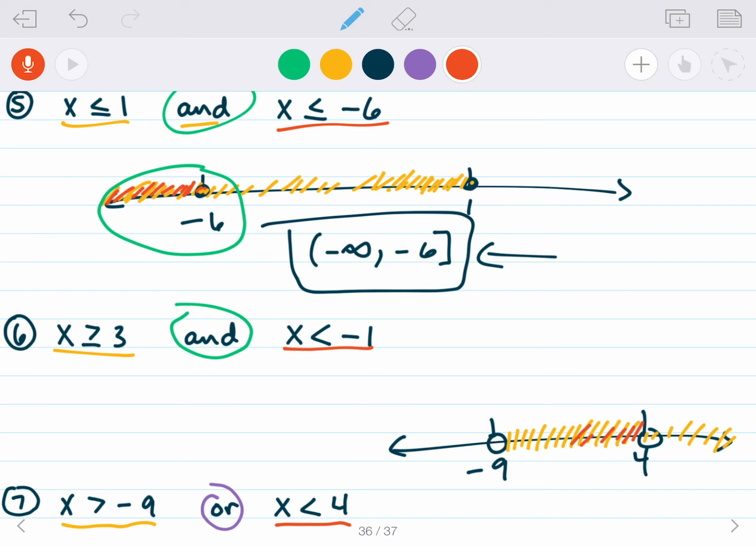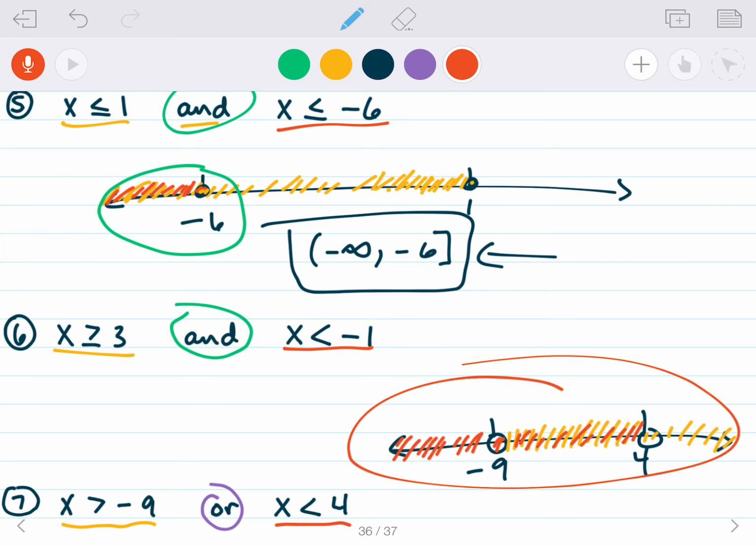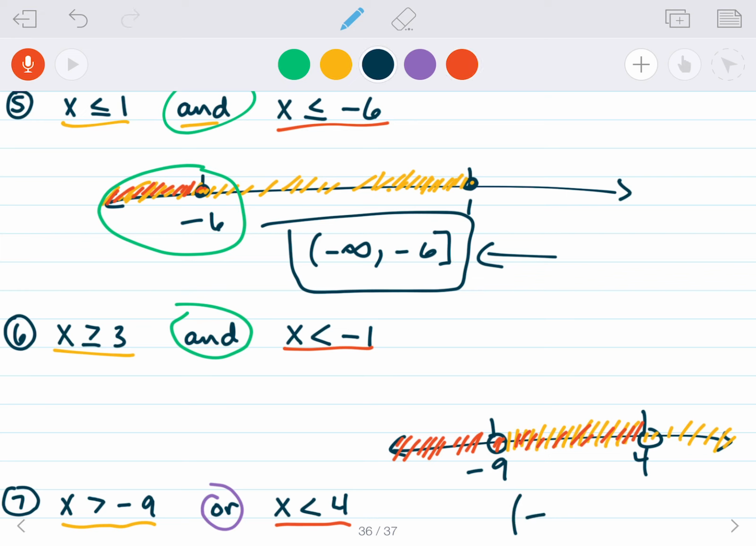And because this is an or statement, anything that gets hit with a shade, no matter the color, is going to be in the set. And that's everything. The whole number line is shaded in some color. So our solution here is going to be from negative infinity to positive infinity.